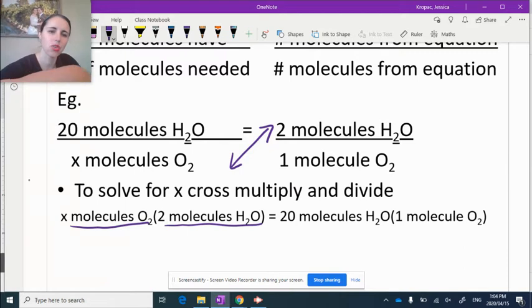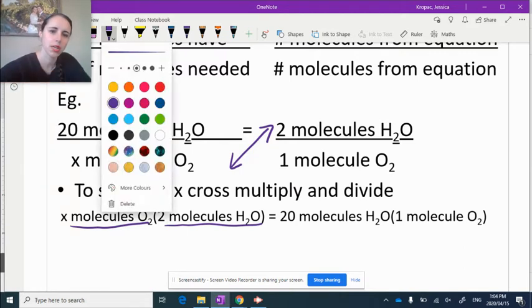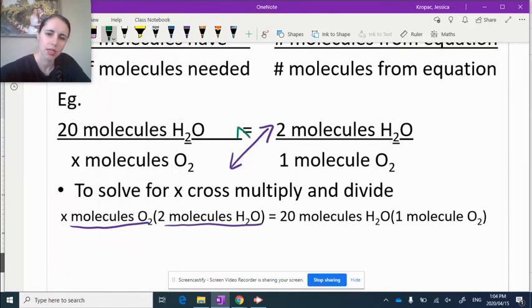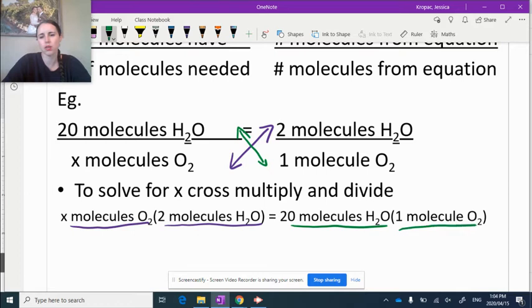I'm then going to cross multiply my other side. So I'm going to use, I'm feeling green today, let's use this green here. I'm going to cross multiply this section, and that means I'm going to have 20 molecules of H2O times 1 molecule of O2. Now all that we have is like old school algebra where I'm trying to solve for X. So in this case, I'm looking for X molecules of O2.